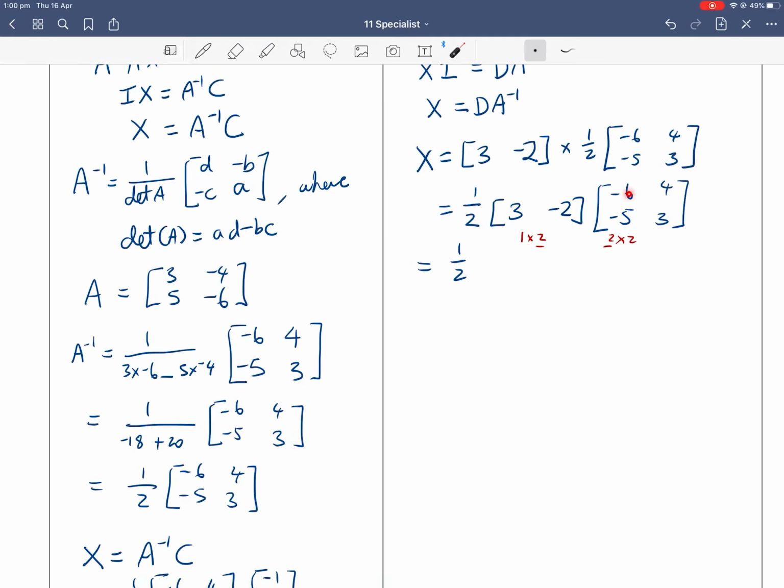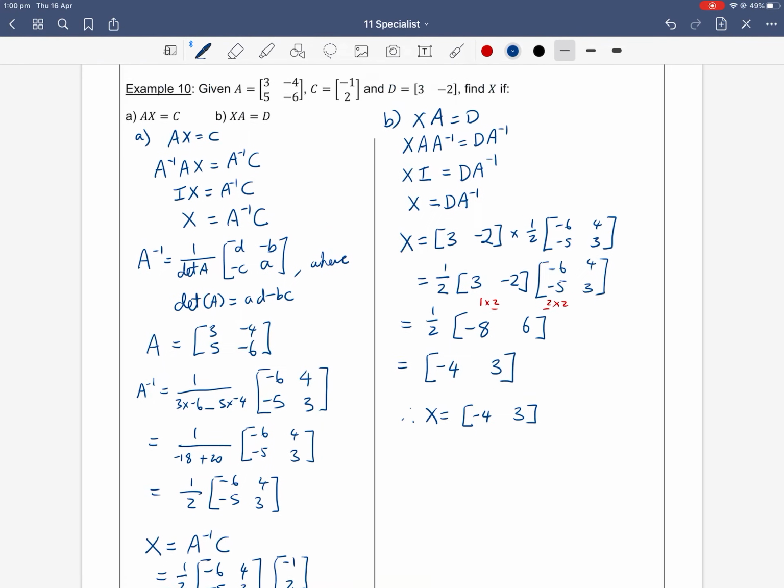Okay, so row by column. So 3 times -6 is -18, and that becomes a +10. So -18 plus 10 is a -8. Next we have a row by column. So 3 times 4 is 12, and that's a -6. So 12 minus 6 is a 6. Now I'm going to multiply the coefficient in. So half of -8 is a -4, and half of 6 is 3. So therefore X is the matrix -4, 3.